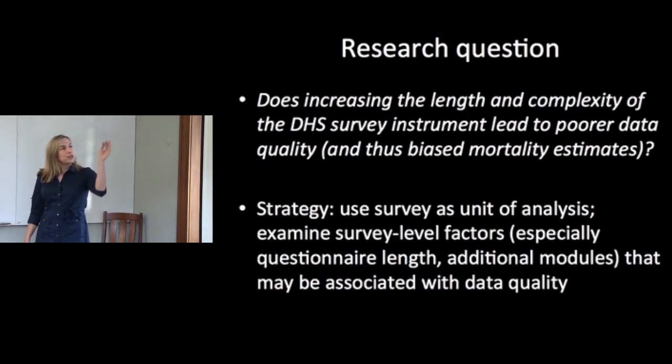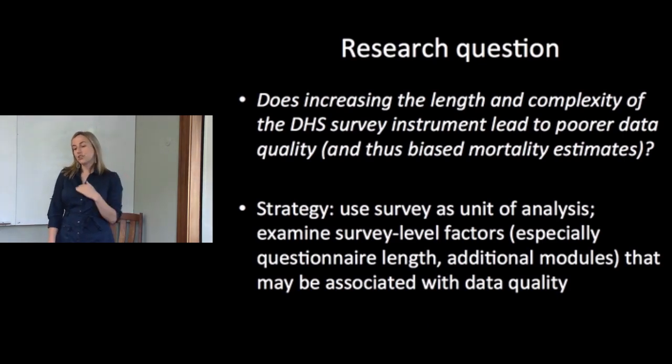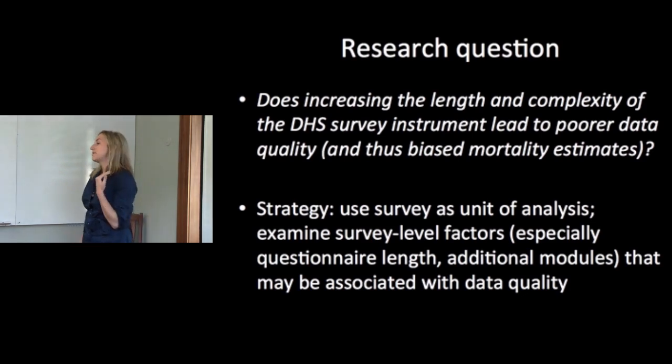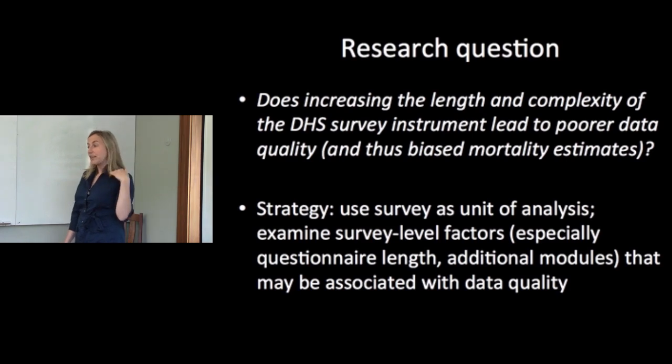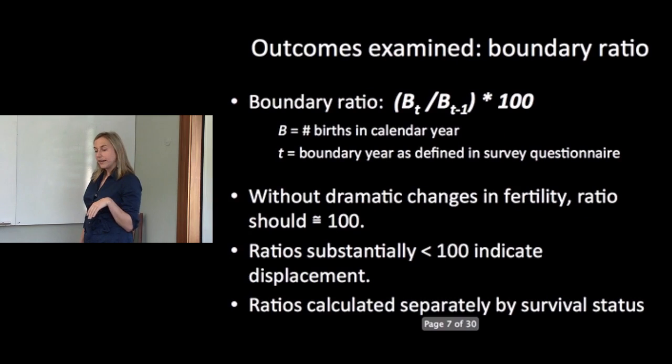So my research question, given all of that, is: does the increasing length and complexity of the survey instrument, of the questionnaire, lead to poor data quality and thus potentially biased infant and child mortality estimates? The way that I'm trying to assess this is by using the survey as the unit of analysis and examining survey level factors, particularly the length of the questionnaire and additional modules that might be associated with data quality.